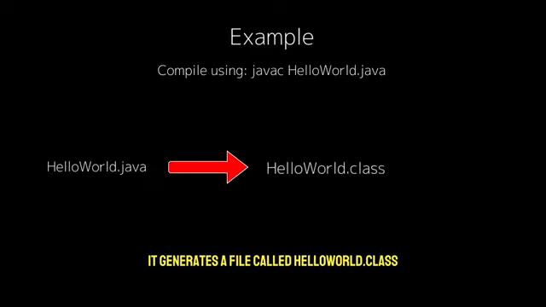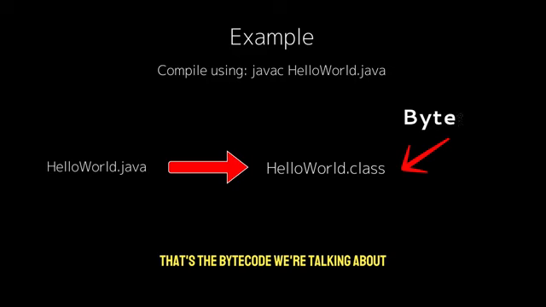For example, if we compile this hello-world.java file, it generates a file called hello-world.class. That's the bytecode we're talking about.